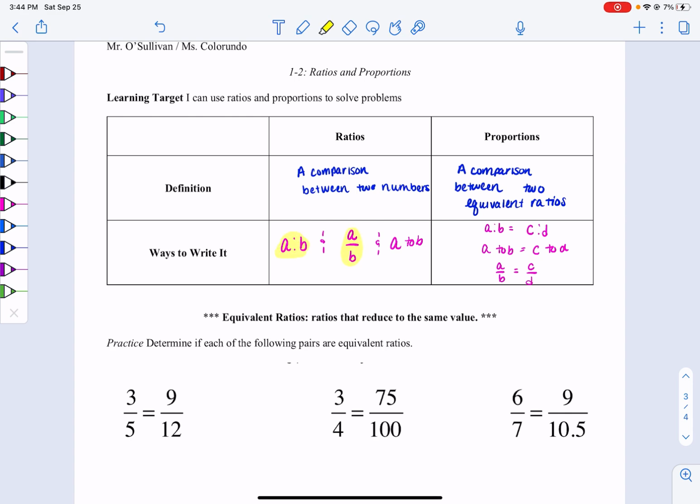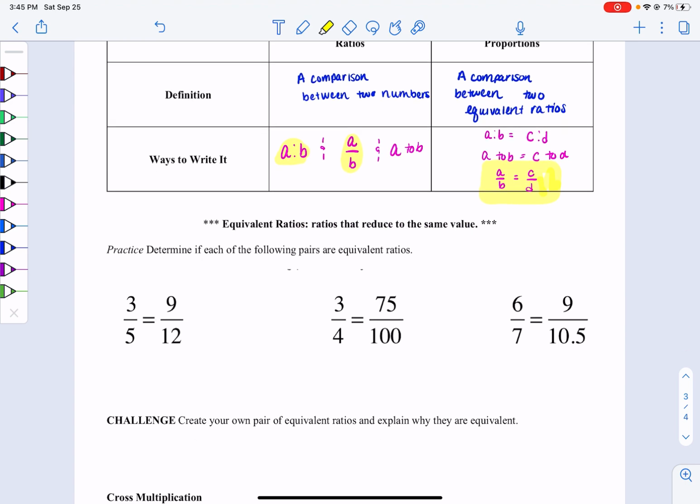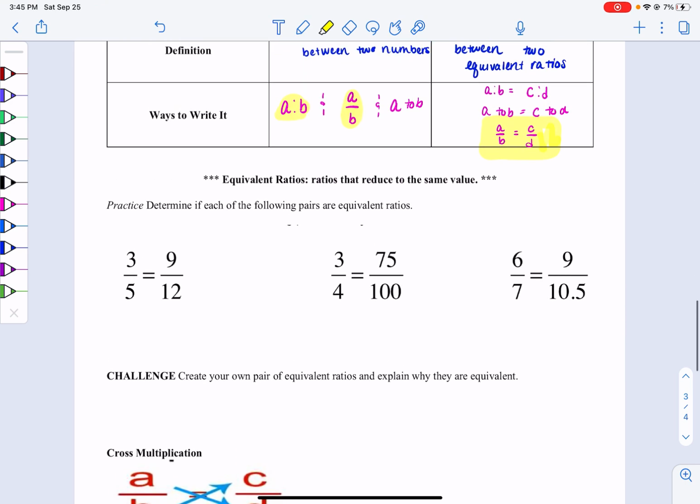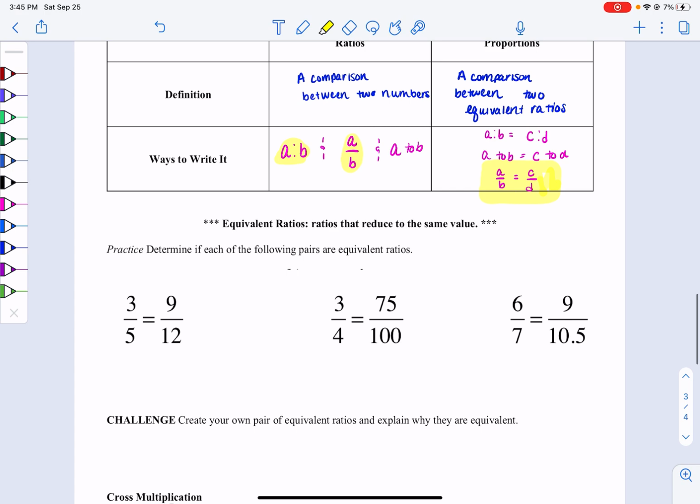A proportion, on the other hand, is a comparison between two equivalent ratios. We're going to mainly be focusing on proportions. And the way that they're commonly written in this class is this right here. We typically look at them in this form, which looks intimidating, but I promise you it's not. So it's important to know that equivalent ratios reduce to the same value.